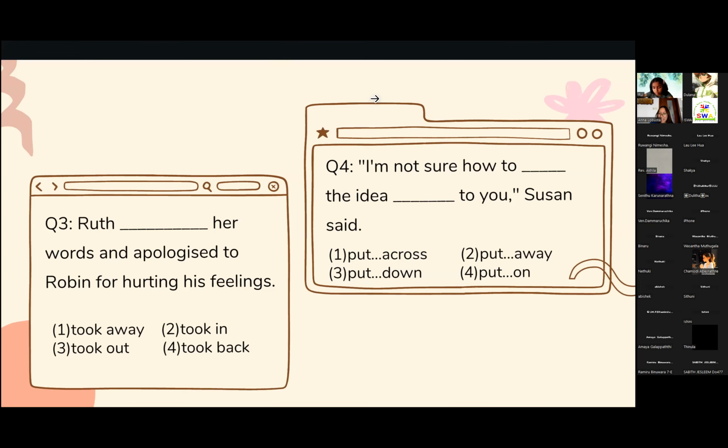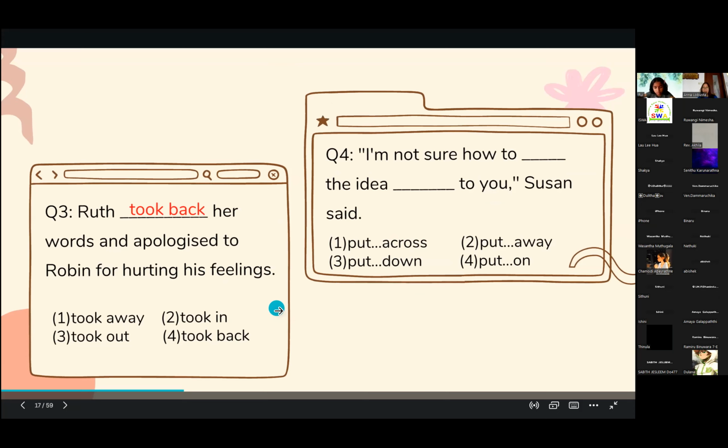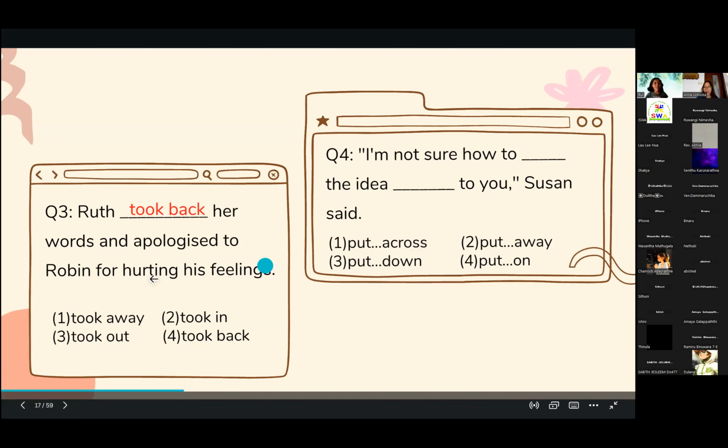Okay, so I see a lot of you put number 1 as your answer, that Ruth took away her words. But actually the correct answer for this question is Ruth took back her words. So when you give something and you want it back, you usually take it back, right? If I give my friend, for example, a book, but I want her to return it back to me, I'll take back the book. So the same thing with words. You can take back your words.